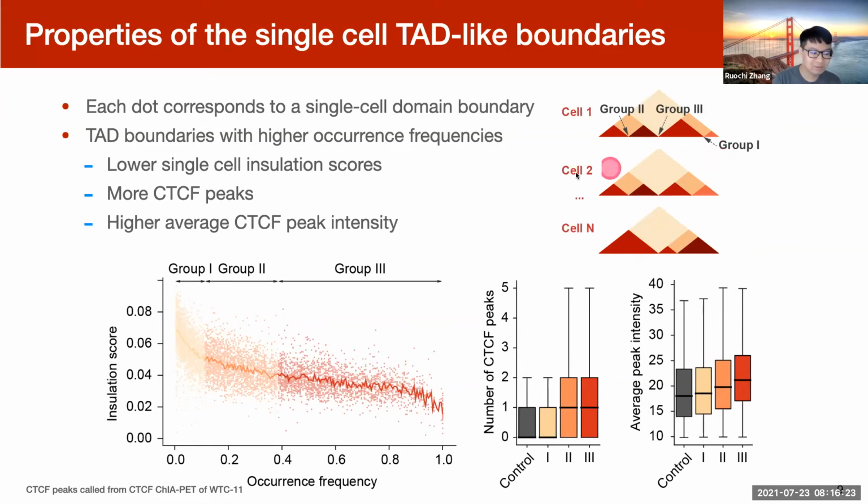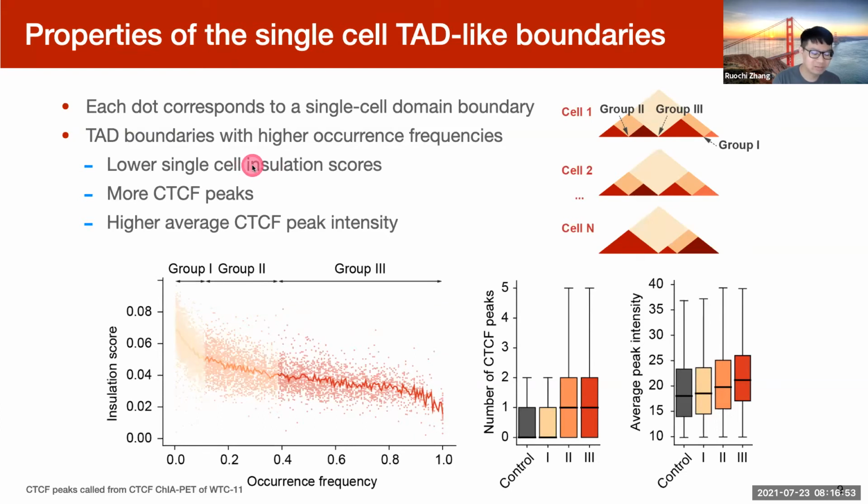And the scatter plot on the left-hand side here shows the insulation of single-cell domain boundaries and its associated occurrence frequency across the population. And each dot here would correspond to a single-cell domain boundary. We observe a negative correlation between the occurrence frequency and its associated single-cell insulation score, which shows that the TAD boundary with higher occurrence frequency would usually have lower single-cell insulation scores.